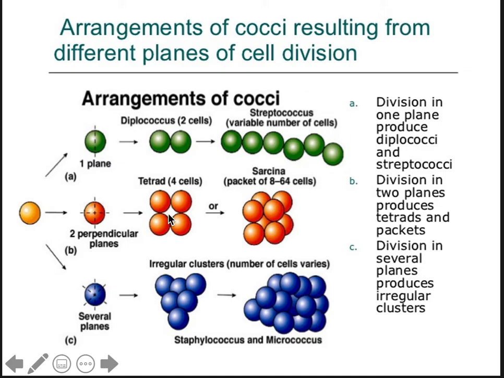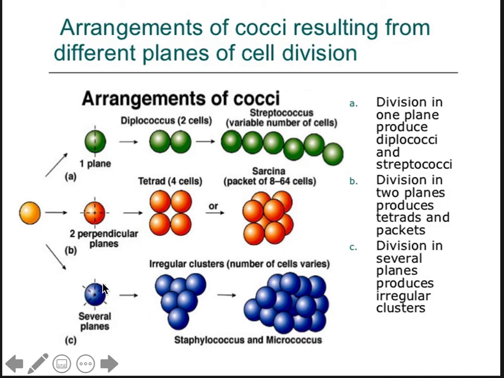4 cells. If that continues to divide while they're attached, then you can get to this cube, okay? And that cube can continue to grow, even to 64 cells. And that will give you a very nice square shape. You will not really see that in our class, but you will see a lot of streptococcus, a lot of diplococcus, occasionally a tetrad, and then a lot of these clusters where there's several planes.